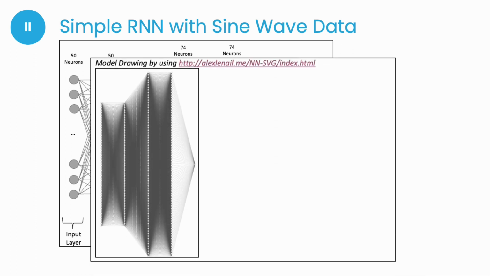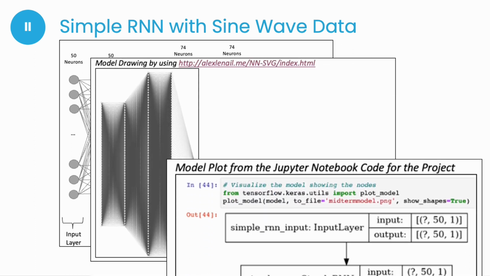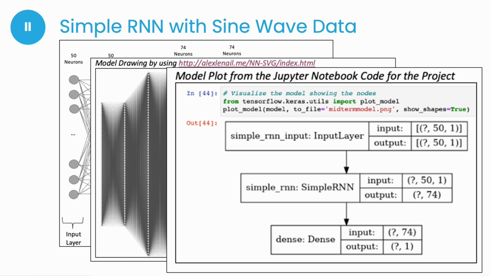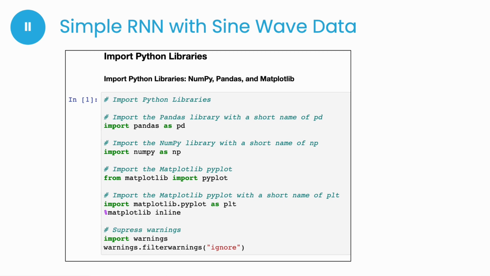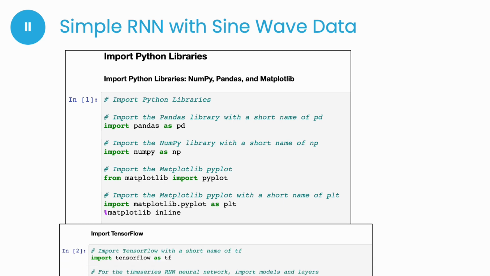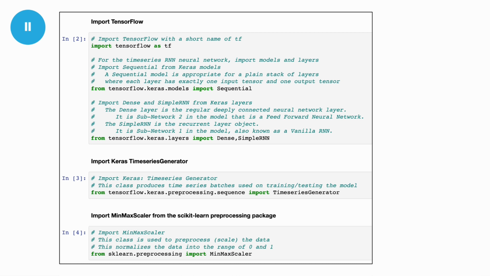Here's another way to visualize the model, and here's a preview of some code I put in the Jupyter Notebook to show the layers. There were several steps to the simple RNN part of the project. First, I imported Python libraries and I imported TensorFlow with the sequential model and the layers for dense and simple RNN. Then I imported the Keras time series generator to produce time series batches for training and testing the model.